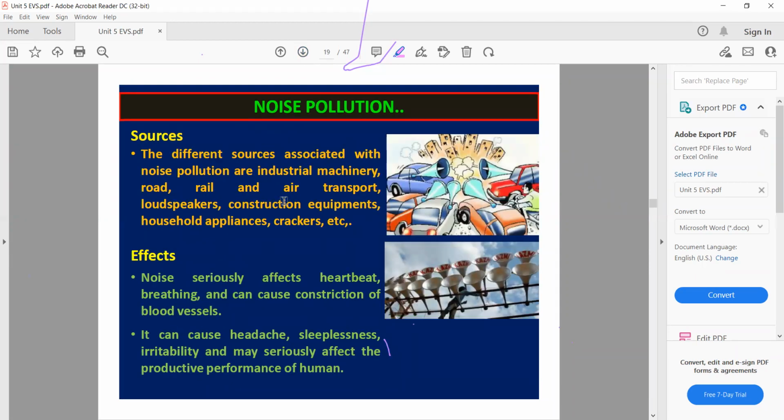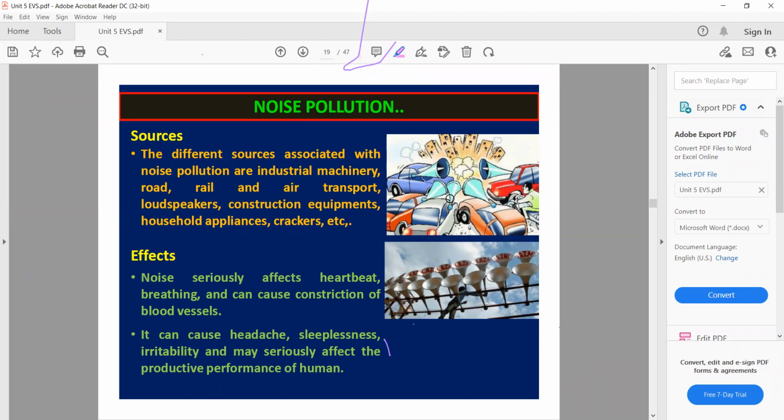Next, what are the sources? See the pictures. More than the writings, you will be attracted towards pictures. So please look at these. The different sources associated with noise pollution are industrial machinery, road, rail and air transport, loudspeakers, construction equipment, household appliances, crackers, etc. Right?